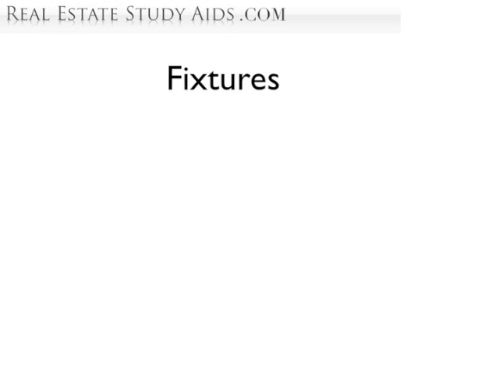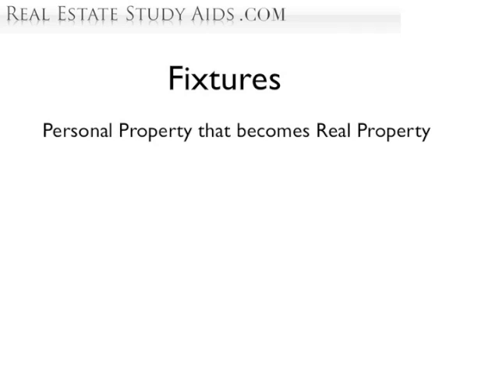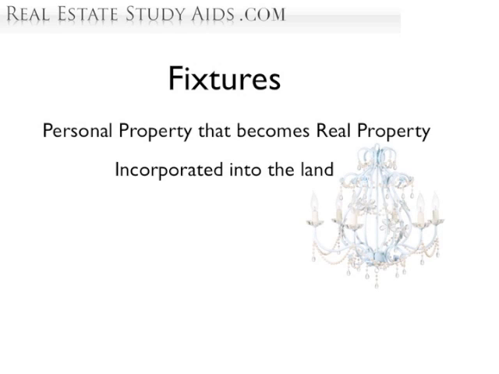A fixture is personal property that becomes real property when attached in a permanent manner to real estate and is incorporated into the land. An example of a fixture would be a chandelier, as it is an item that was movable but now is attached to the property.